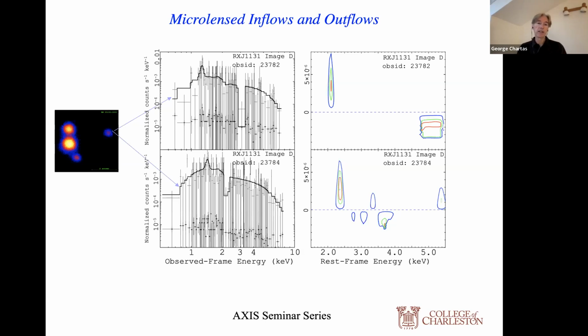Finally, I want to show you another very exciting result, from a very recent Chandra observation of this object. These are two observations of RX J separated by a few weeks. This is from the faintest image, image D. The reason it's plotted in this way is that we had to use C-statistics to fit this very weak spectrum. And you see an emission line and an absorption feature. We interpret this as being the result of microlensing of not only the reflected emission, but also the outflow from the quasar.